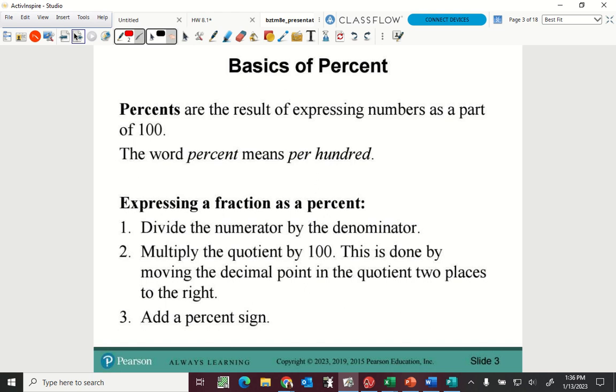That's what percent means. So expressing a fraction as a percent is just like what we did on our warm-up. Divide the numerator by the denominator. Okay, that's all you have to do. And that decimal that we have, you're going to multiply by 100. This is done by moving the decimal point 2 places to the right and then slap the percent sign on the end.